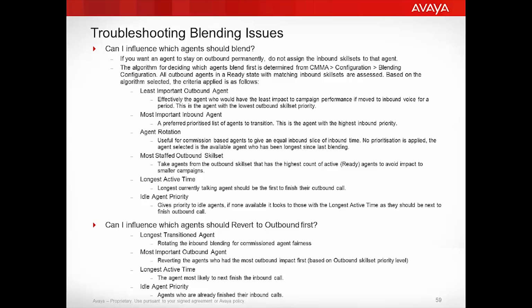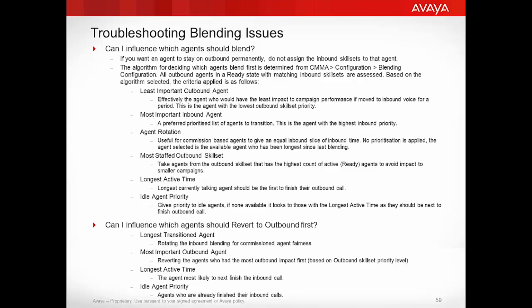There is an algorithm for deciding which agents blend first, and that's determined in CCMA configuration, blending configuration. All the outbound agents who are in a ready state with matching inbound skill sets are assessed. We then look at the total number of agents, and depending on the algorithm selected, we apply a criteria to decide which agent should blend first. So we could look at the least important outbound agent, and that's based on the agent priority within that skill set. We can look at the most important inbound agent. Again, it's based on the highest inbound priority. We can look at the agent rotation, which is based on the time since last blending. We can look at the most staffed outbound skill set, which is based on the number of agents assigned each skill set. We can look at the longest active time of an agent, and we can give priority to the idle agents.